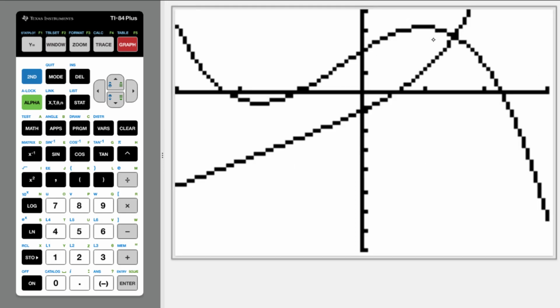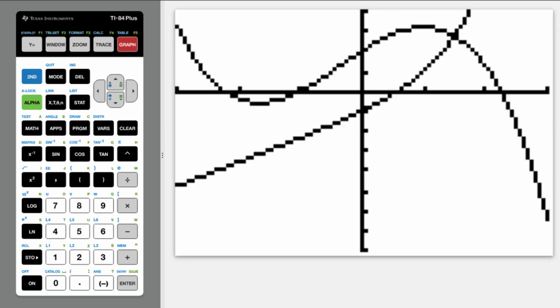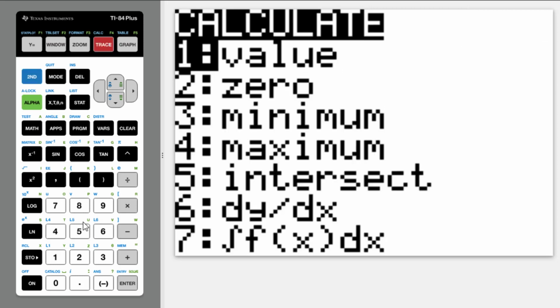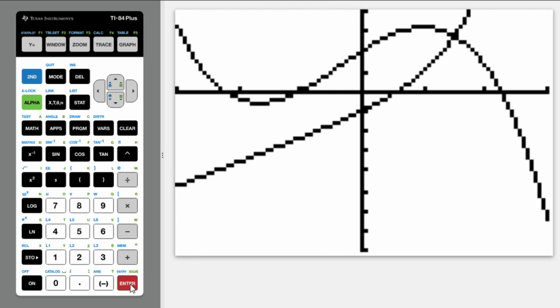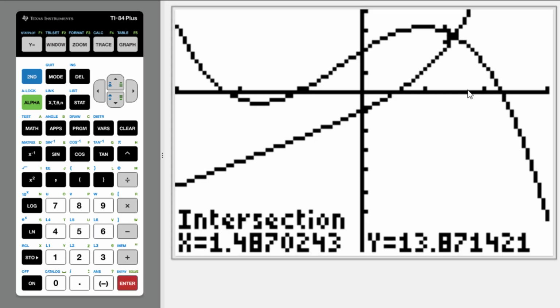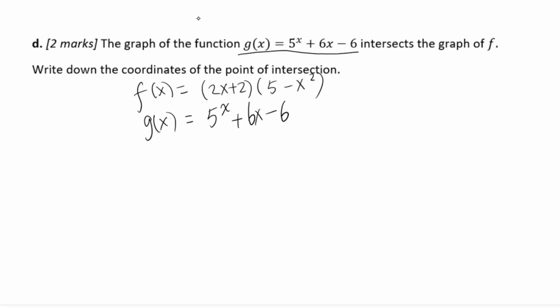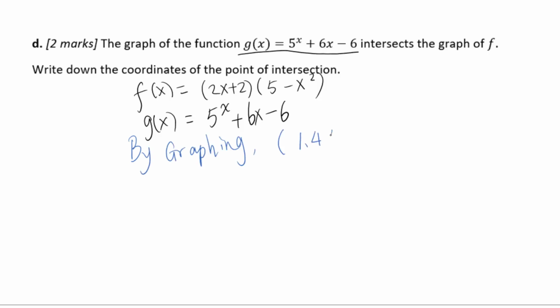There's one intersection. So we do second trace, 5. Enter, enter, enter. The intersection will be (1.49, 13.9). We got this answer by graphing. So we write down, by graphing, (1.49, 13.9).